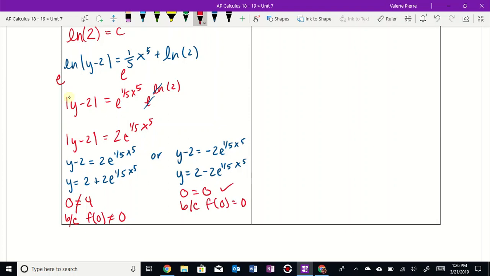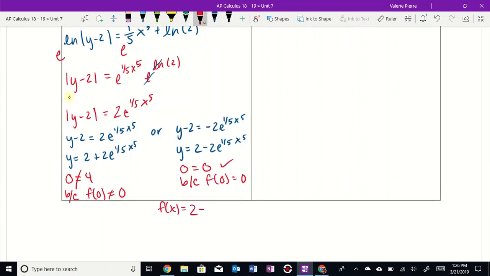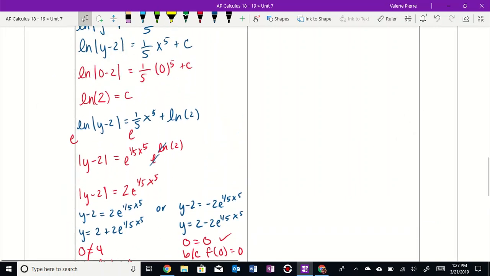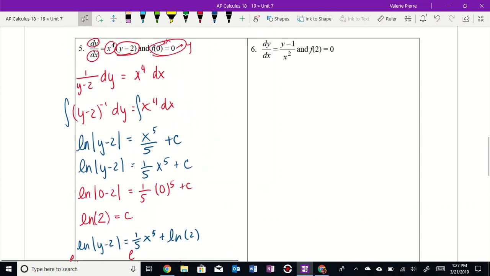So our actual equation or function is f of x equals 2 minus 2e to the 1/5 x to the 5th. Okay, that was a lot, but I do want you to try number 6 on your own, trying to follow the steps that I took to make sure that you get a valid answer.